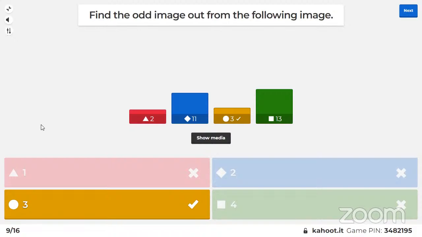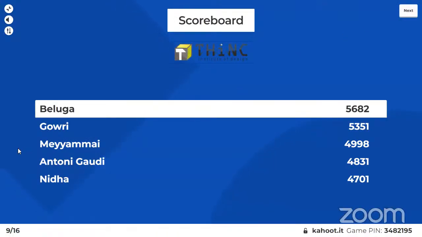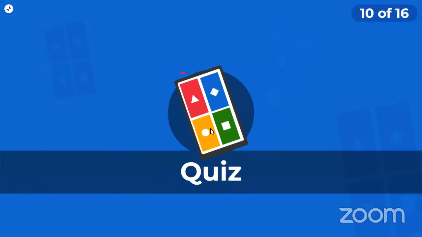Odd one out from the matchstick patterns. 3 is the odd one out. Scoreboard. No change in the scoreboard. The people remain the same only. Beluga with 5682. Second, we have Gauri. Third, we have Mayamai. Fourth, we have Anthony Gaudi. And fifth, we have Nita. That's it. Moving on to 10th question.